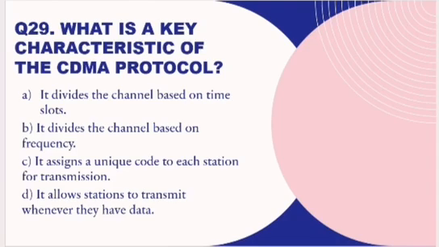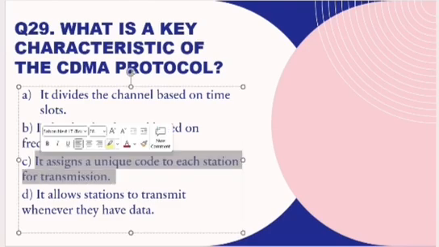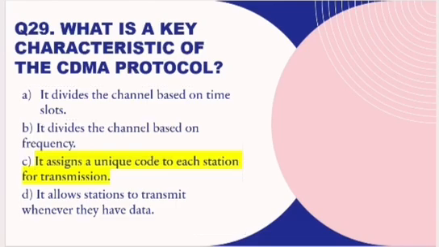Moving on to question number 29. What is the key characteristic of the CDMA protocol? The options are: option A, it divides the channel based on time slot. Option B, it divides the channel based on frequency. Option C, it assigns a unique code to each station for transmission. Option D, it allows stations to transmit whenever they have data. So the correct answer for this question is it assigns a unique code to each station for transmission.